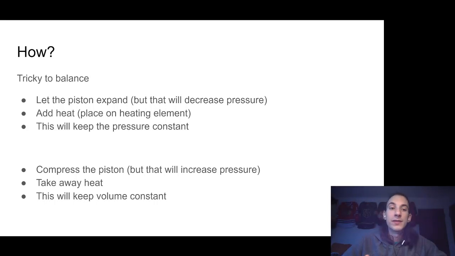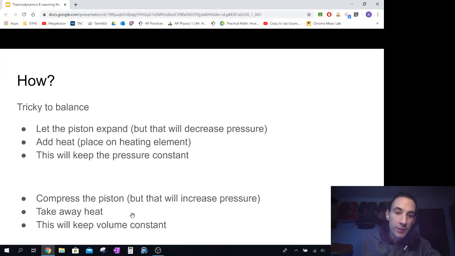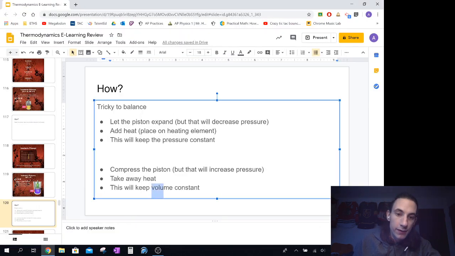And then the opposite: if we were compressing the piston, this would traditionally increase the pressure if we did nothing else. So we'd have to take away some of that energy via heat by cooling it so that we don't increase the pressure, and that'll keep not the volume constant, but the pressure constant.